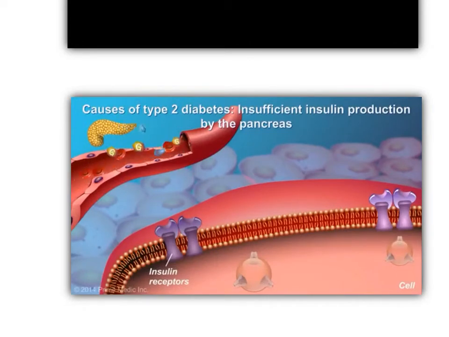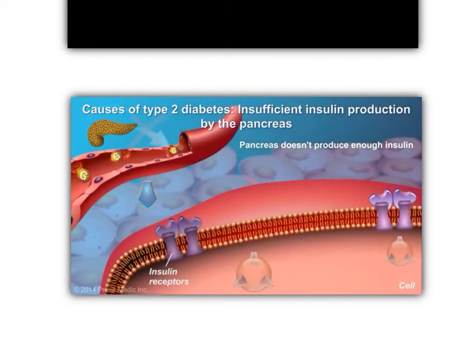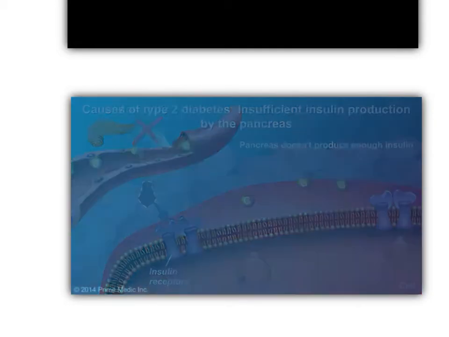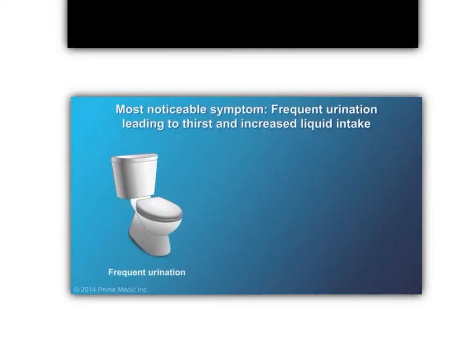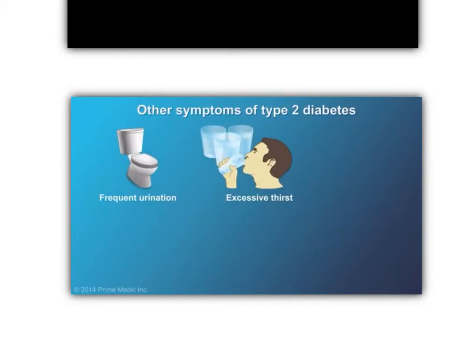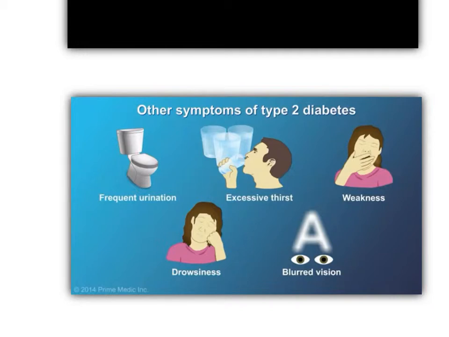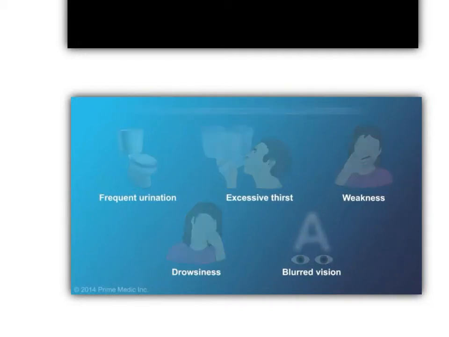In addition, in type 2 diabetes, the pancreas is unable to produce the greater amounts of insulin needed to trigger these resistant cells to take in glucose from the bloodstream. The most notable symptom of diabetes is frequent urination and excessive thirst. Other symptoms include weakness, drowsiness, and blurred vision. These are caused by chemical imbalances in the blood related to high levels of blood glucose.